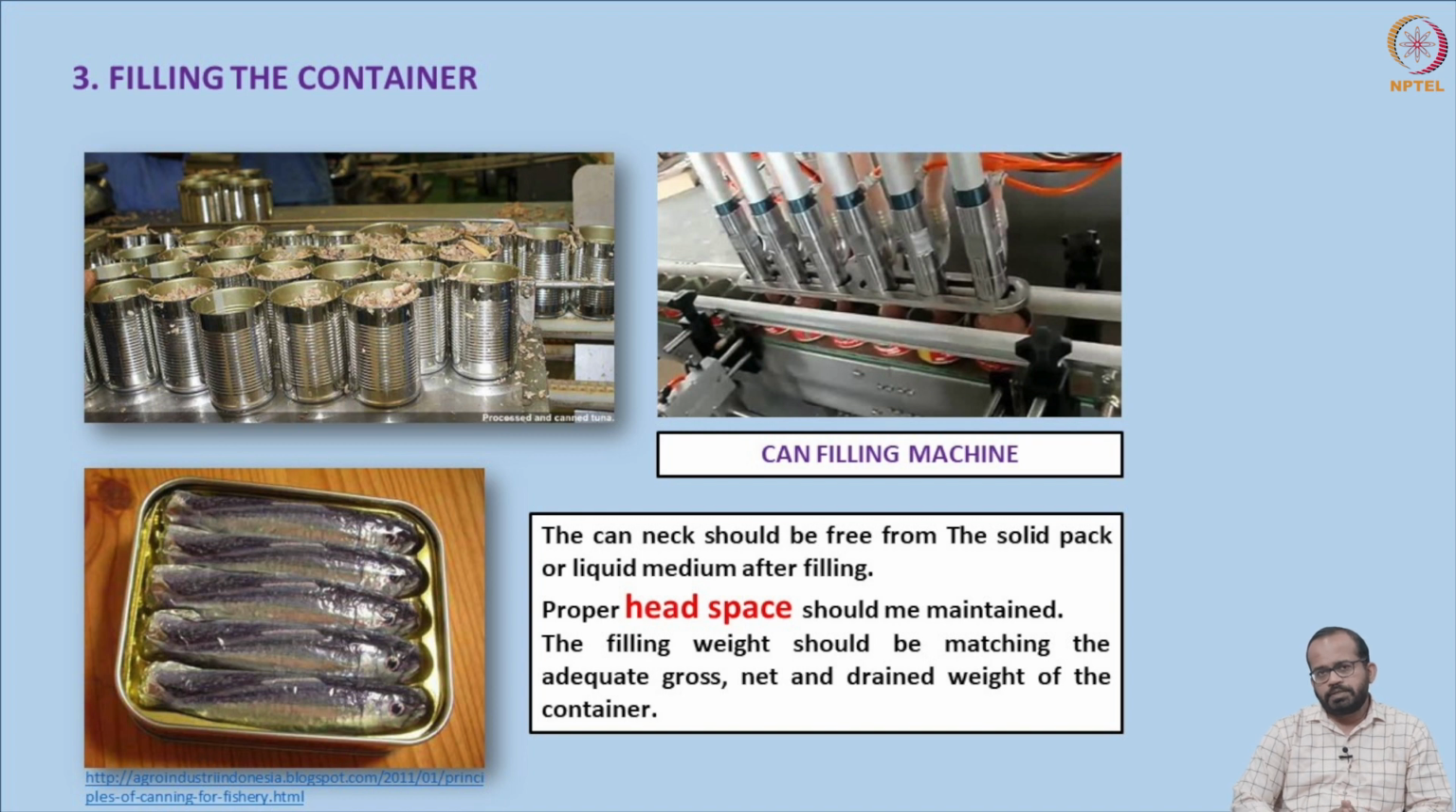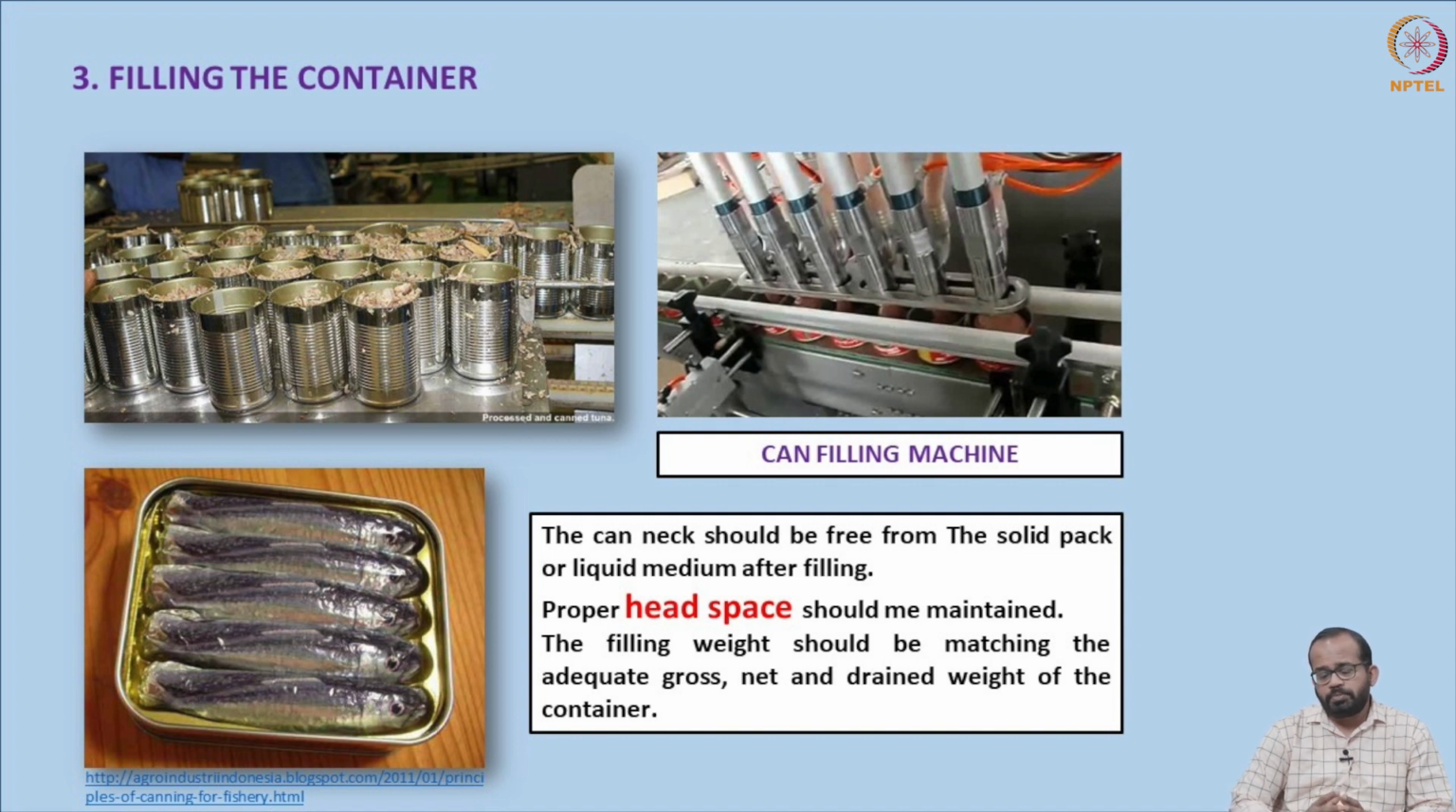After the pre-processing activities, the third stage is filling the container. Proper filling of the container is very important. Initially it was filled manually, but now filling machines are available. Pre-weighed raw material can be filled inside the container using automated can filling machines. The main important point is that the can neck should be free from the solid pack or liquid medium after filling. The neck of the container needs to be free from solid particles or liquid medium.